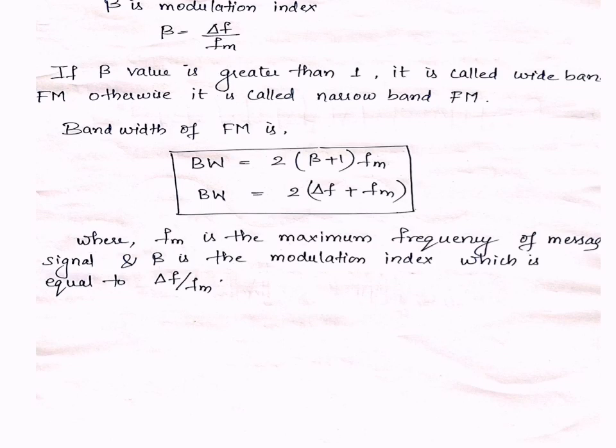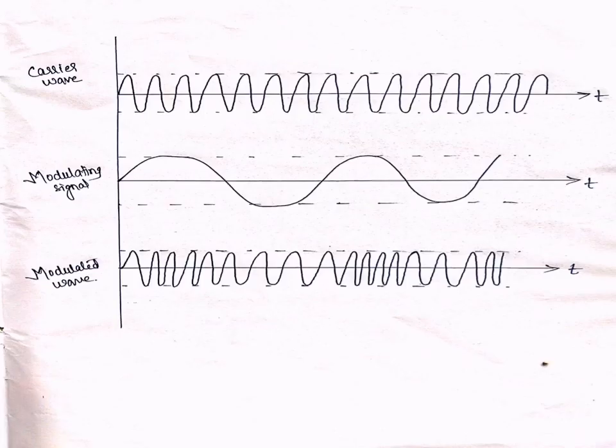Okay, now how we can write the bandwidth of fm? It is given as bandwidth is equal to 2 into beta plus 1 fm. So if we replace the value of beta as delta f by fm, our equation of bandwidth becomes 2 into delta f plus fm, where fm is the maximum frequency of message signal and beta is the modulation index, which is equal to delta f by fm.